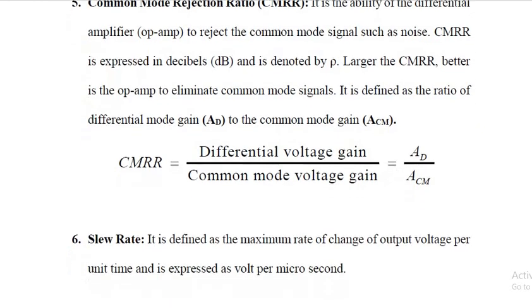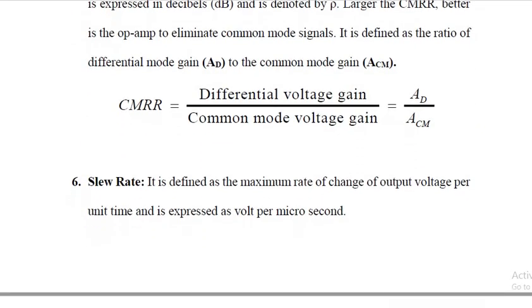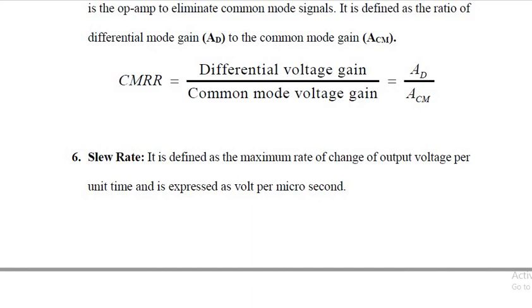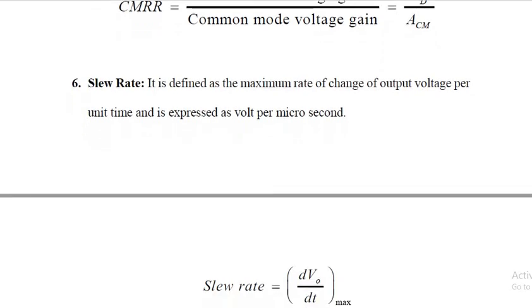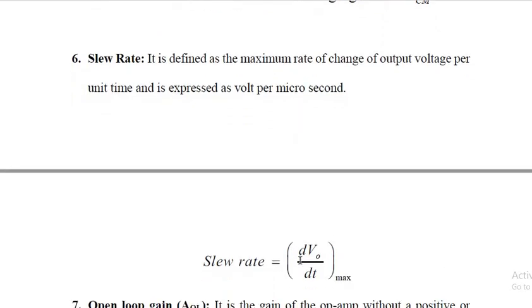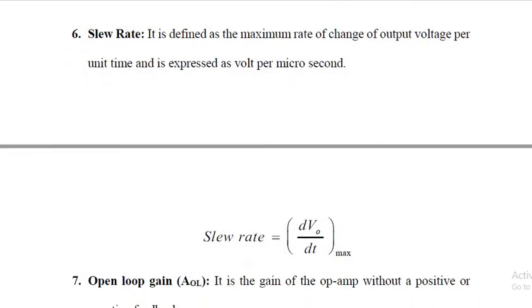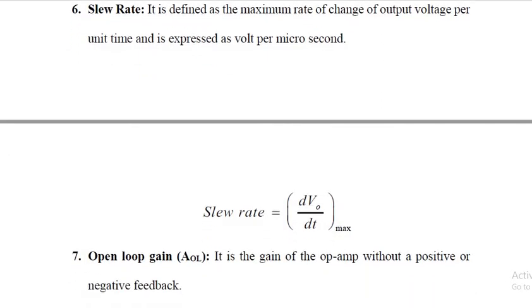Next, slew rate. It is defined as the maximum rate of change of output voltage per unit time, and it is expressed in volts per microsecond. So for output voltage the unit is volt, for time it is microsecond. So it is the maximum rate of change of output voltage per unit time. It is expressed as dVO by dt max.